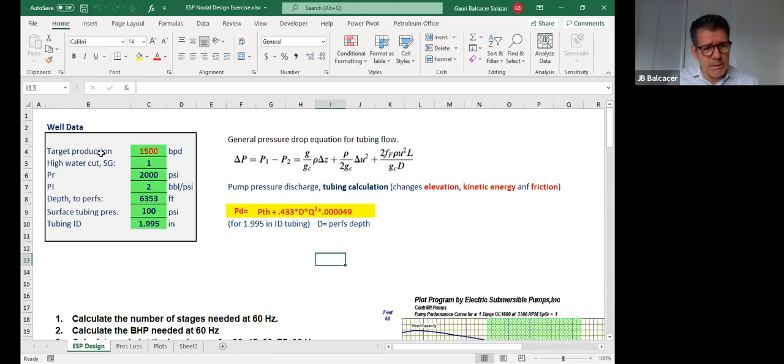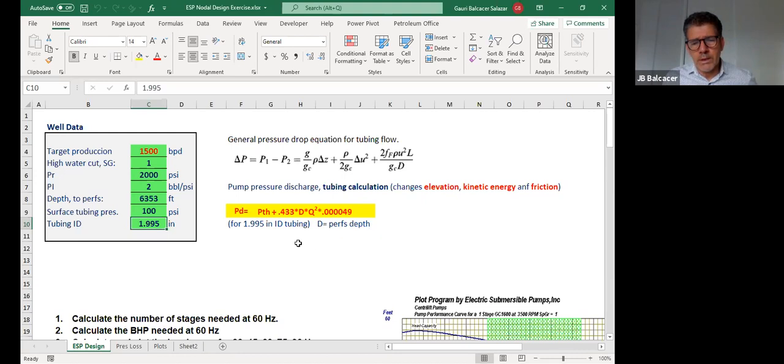The well data is: target production right here, 1,500. High water cut, we expect 100%, sorry, the gravity of the water, the reservoir pressure, the PI right here, the depth, this is the set depth of the perforations, 6,353 feet, surface tubing pressure, and tubing ID. And if we go through this general pressure drop equation for tubing flow, which is right here, we can get the pump discharge pressure, which is the target pressure we are trying to get, and the tubing calculation, considering the changes in elevation, the kinetic energy, and the friction.